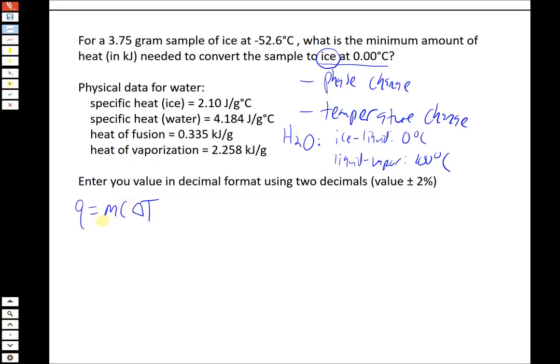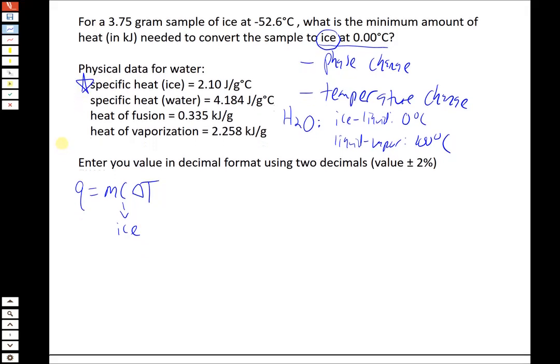We just have to make sure we use the correct heat capacity because here, again, we're dealing with ice. So we need to use the specific heat capacity for ice, not for liquid water. So that's going to be this one there. From there, all we have to do is plug in the numbers. So we have 3.75 grams of ice. The heat capacity of ice is 2.10.